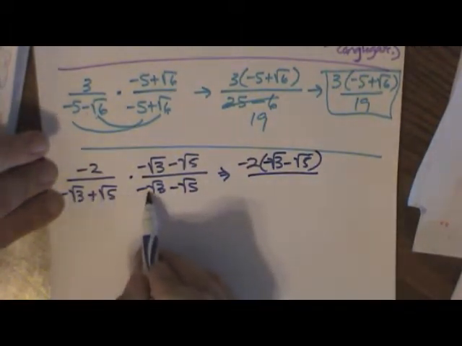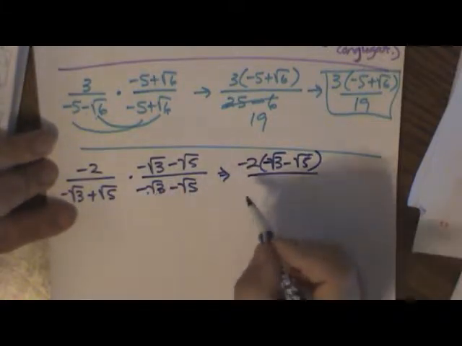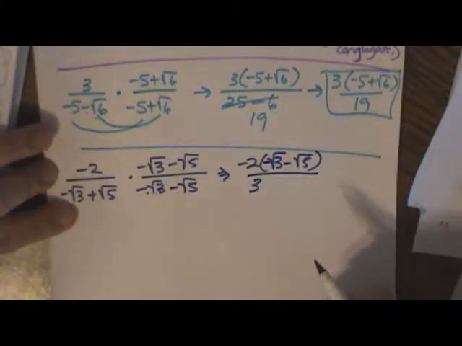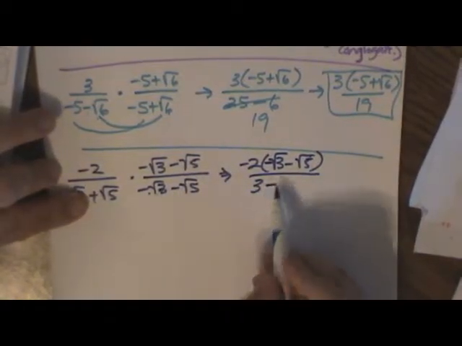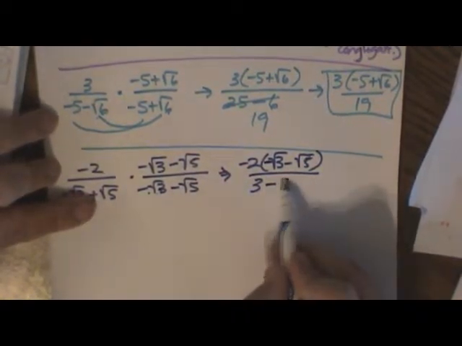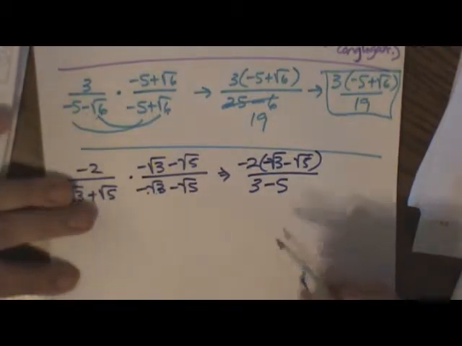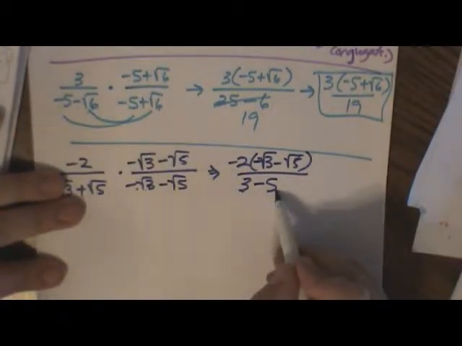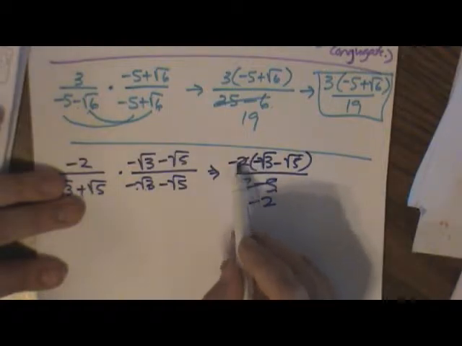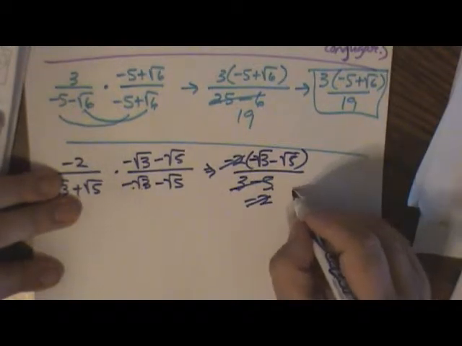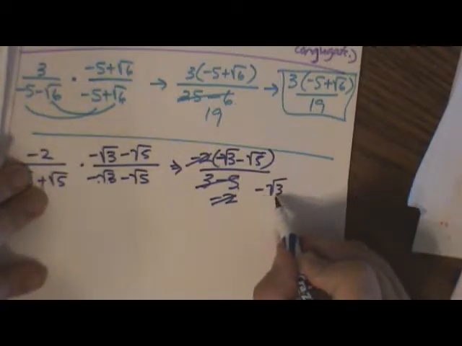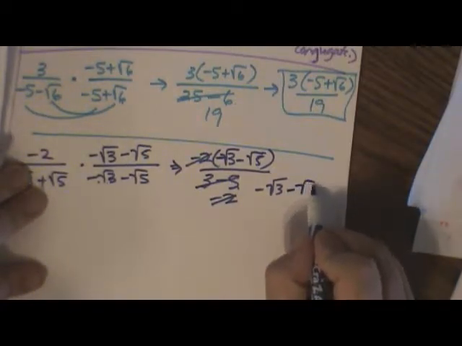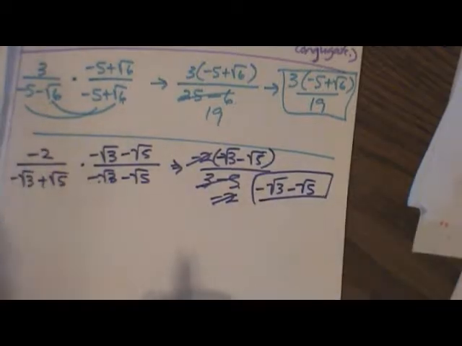Negative times negative is positive, and then we have a pair of 3's that bring a 3 out. And then last times last, positive times negative is negative, and then we have a pair of 5's that bring out a 5. So when you look at this, 3 minus 5 is a negative 2. Our negative 2's will cancel, leaving us with negative square root of 3 minus the square root of 5 as our answer.